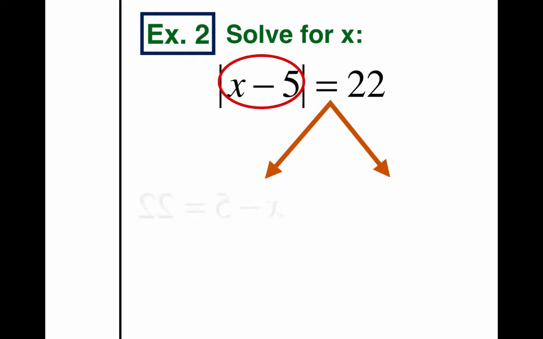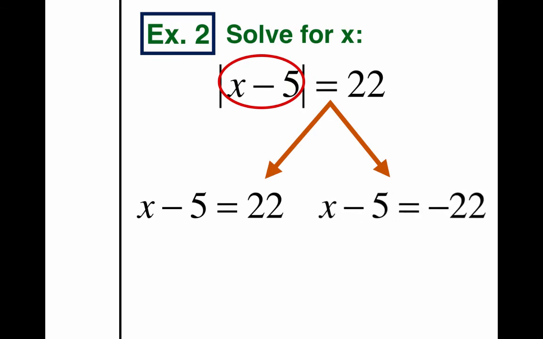We're going to say, okay, x minus 5 has to equal 22, or x minus 5 has to equal -22. Those are the two possible solutions. So we put lines down the middle and we solve for x. We add the 5 over. That'll be quick for us.